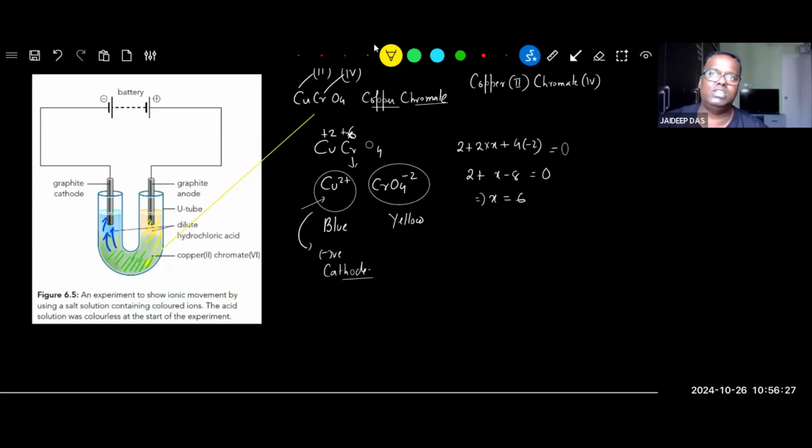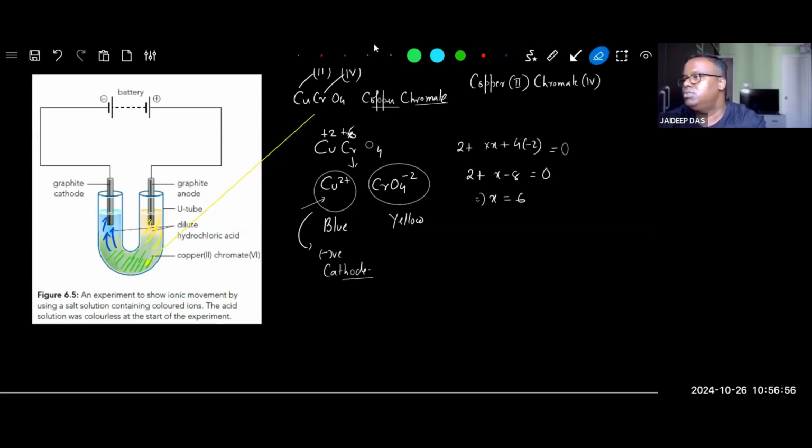This experiment tells you we are not studying electrolysis of copper chromate. We are doing this experiment to understand how the ions move. So how did we study? We took a salt. What is the salt? Copper chromate, and this is known as copper 2 chromate 6. It tells you the oxidation state of copper and of chromium. Well, that is not important and relevant here. Still I showed you. And this 2 will not be there. Sorry, this 2 will not be there.